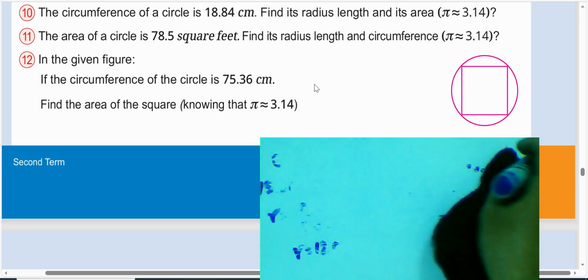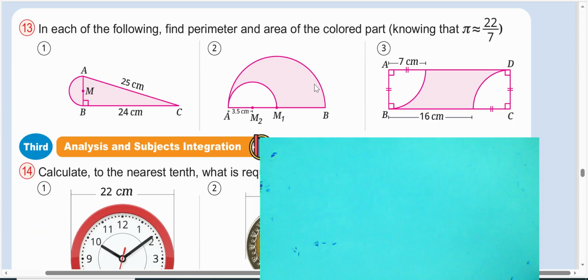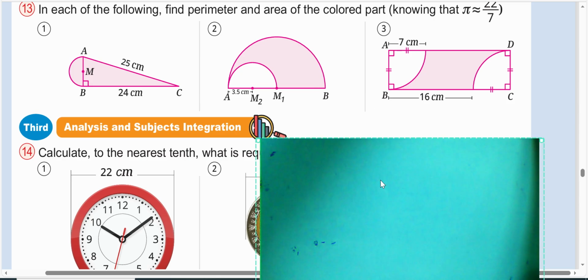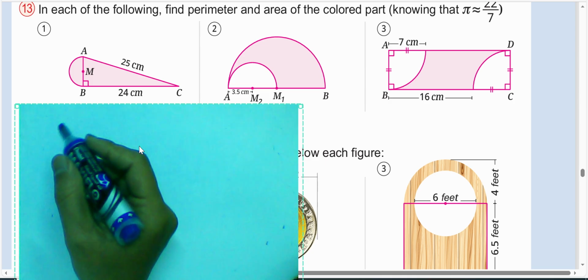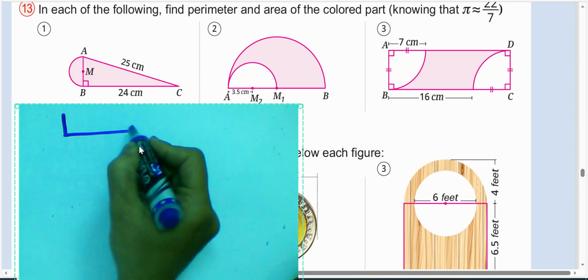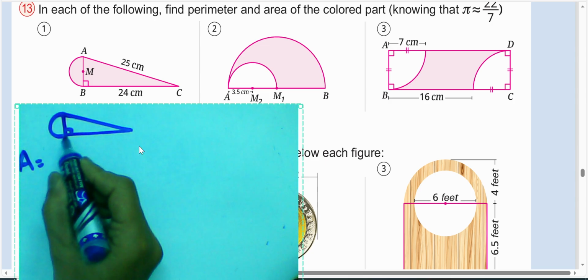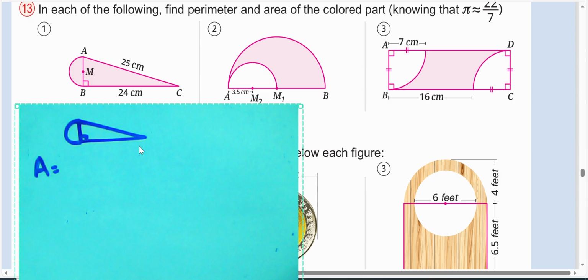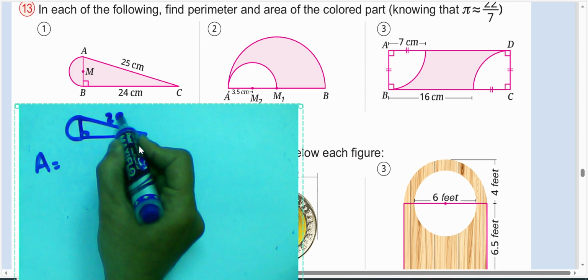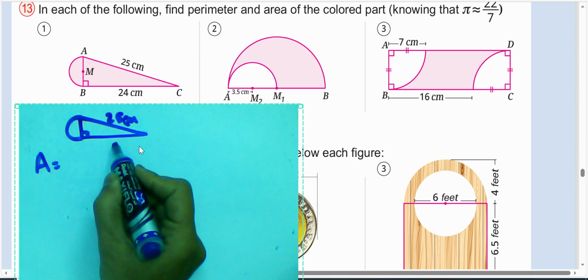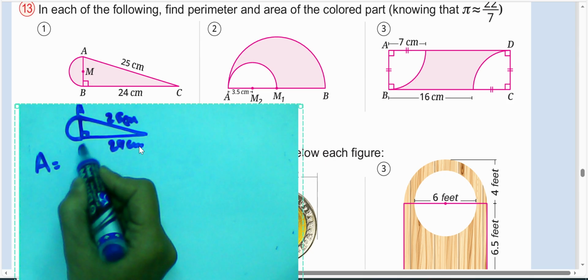You must pay attention to this question, it's important. Next question. In each of the following, find the perimeter and the area of the colored part. In this example we can find the area and the perimeter. Look at here, we have a half circle and a right angle triangle. To find the area, we must first find the length using the Pythagoras theorem. We have 25 centimeters and here 24 centimeters.